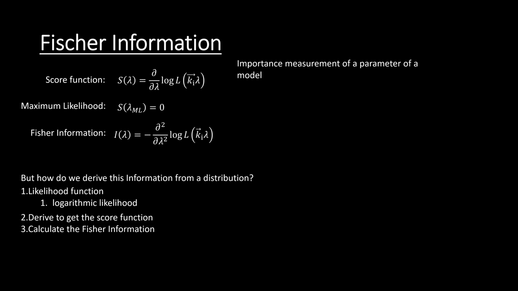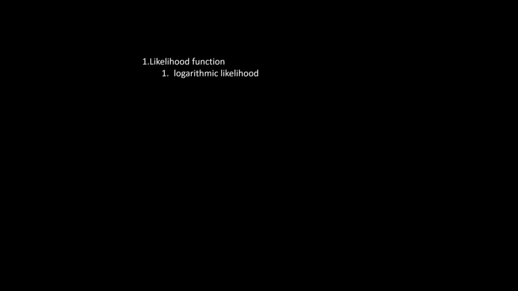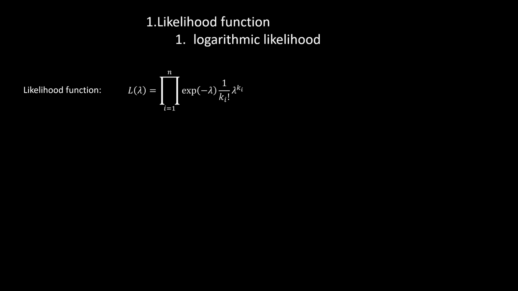But let's take a closer look for the Poisson distribution. And therefore, let's start with the likelihood function. The likelihood function consists of the product of the samples times the Poisson distribution. Therefore, we need to calculate the product from 1 to n of e to the power of minus lambda times lambda to the power of k, divided by the factorial of k.